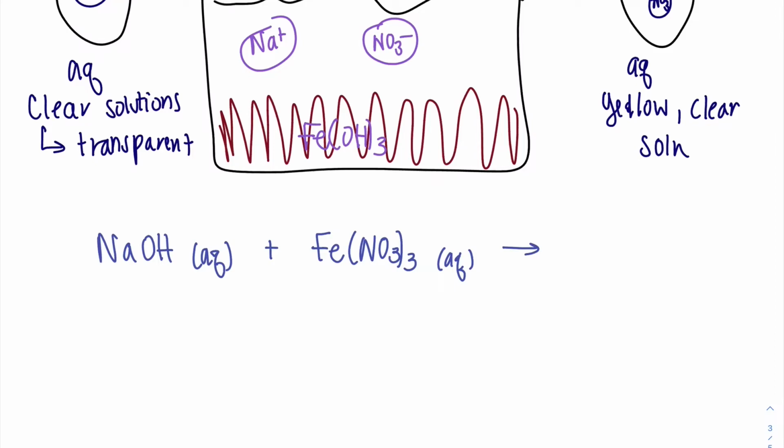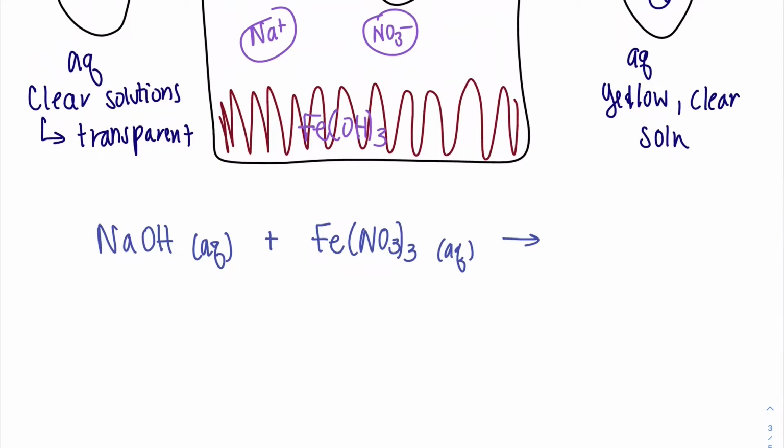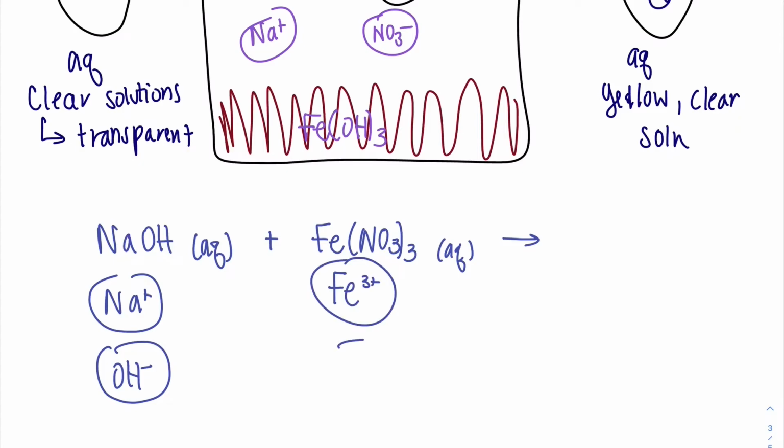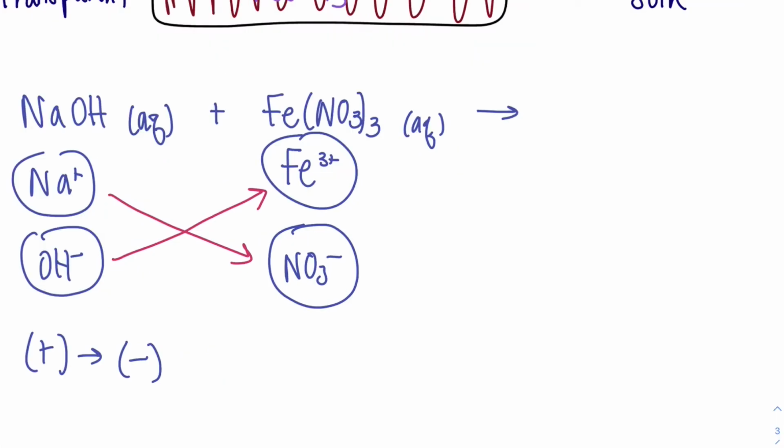This is where the predicting part comes in. There are only two other products that these salts can rearrange into, and that is because positives have to go with negatives. We have Na+, OH-, Fe3+, and I'm going to draw one nitrate just for demonstration purposes. Positive has to go with negative, so the only other option for rearranging is like this. And that's what we got.